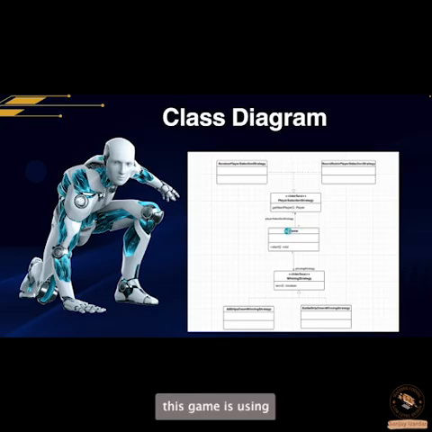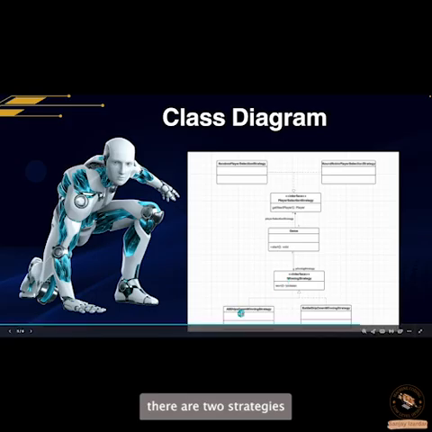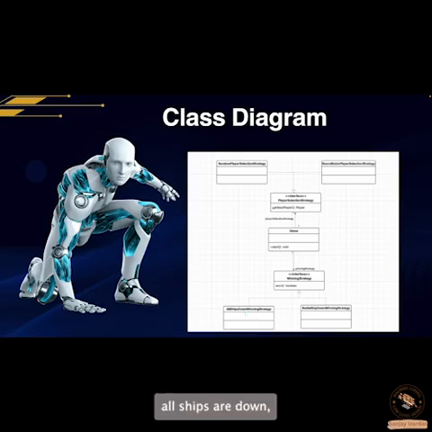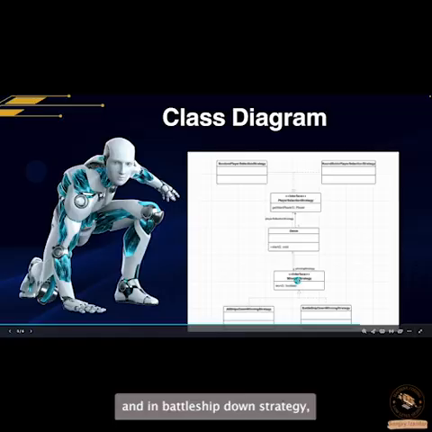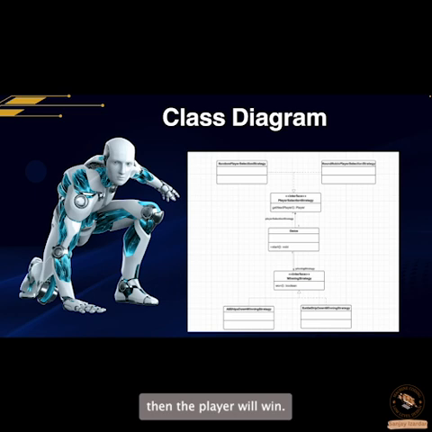In the same way, this game is using the winning strategy also. In the winning strategy, there are two strategies: all ships down winning strategy and battleship down winning strategy. In the all ships down strategy, if all of the opponent's ships are down, then the player will win. And in the battleship down strategy, if only the opponent's battleship is down, then the player will win.